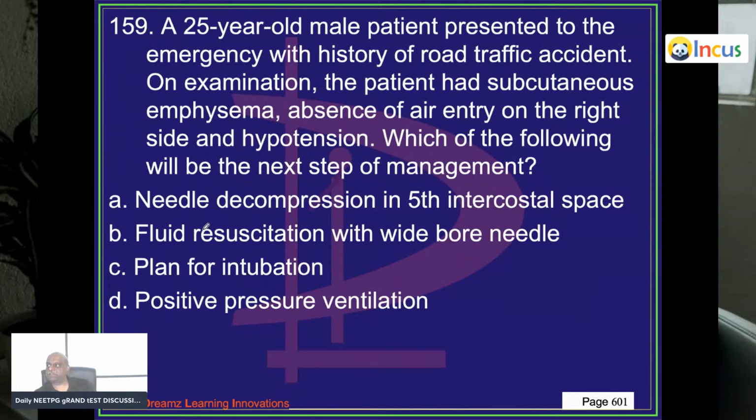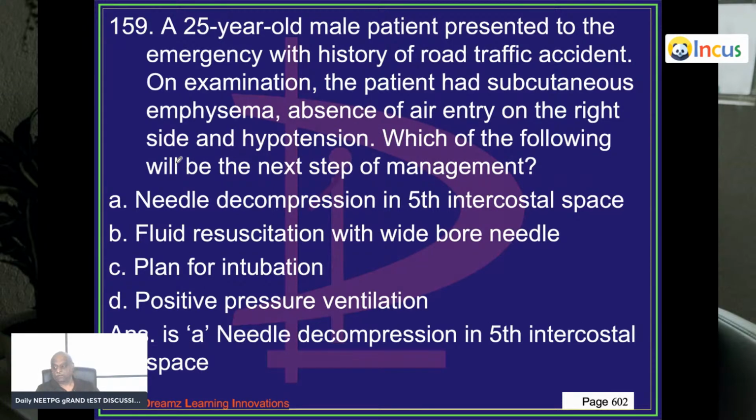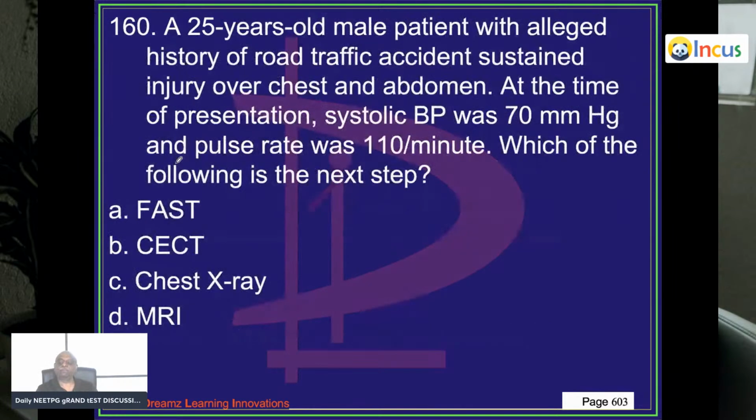25-year-old presented with history of road traffic accident. Patient has subcutaneous emphysema. No air entry on the right side. Hypotension. What is the next step? Do a needle decompression in the 5th intercostal space.